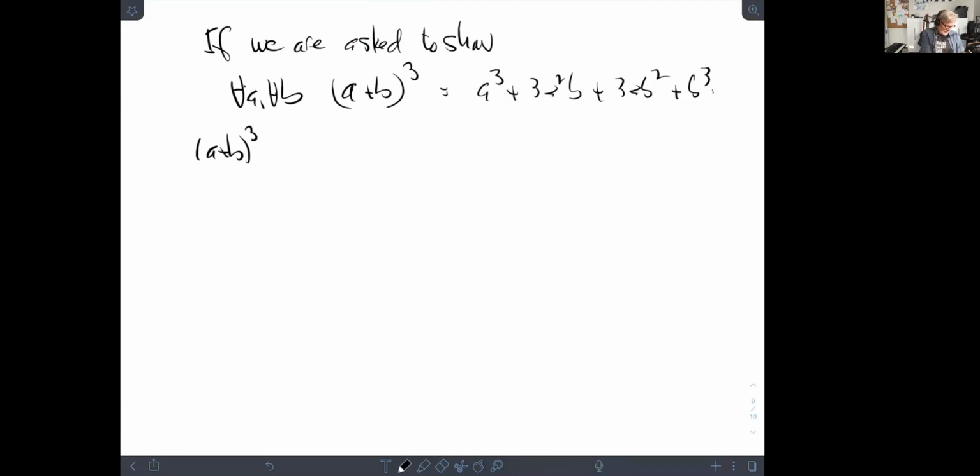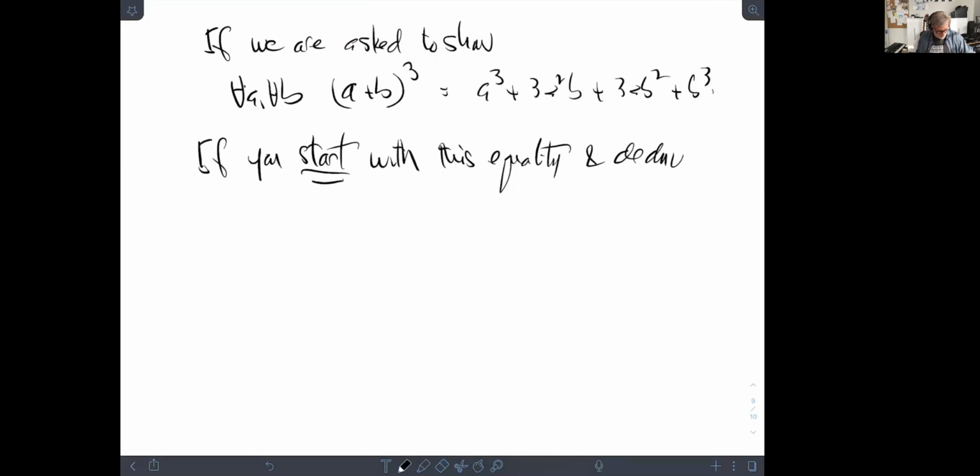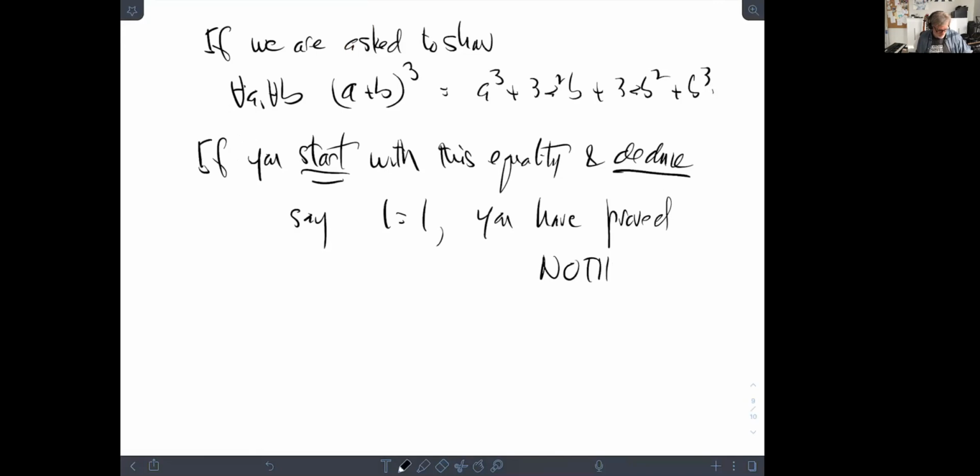Of course, if you develop the left-hand side, you get the right-hand side, but that's not the point. So if you start with this equality and deduce, say, 1 equals 1, you have proved nothing. Because what you've proved is that if this is true, then 1 equals 1. But we know that from something false, you can deduce whatever you want. It's always true. So it doesn't prove anything.